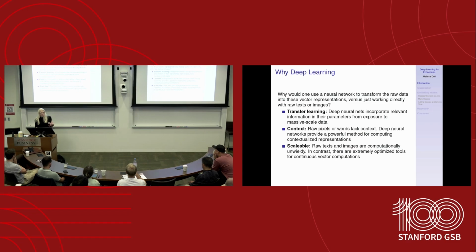Deep neural networks incorporate relevant information in their parameters from exposure to massive scale data. State-of-the-art language models nowadays have seen trillions of tokens of text in their pre-training. I think it's hard for us to comprehend just how much text they have seen. Whereas if you devise your own method, it's just relying on whatever information you bring to the problem. With deep neural networks, you can leverage a model that took millions of dollars to train on trillions of tokens of text, and it basically already understands language, and now it just needs to understand your problem, as a subset of that.